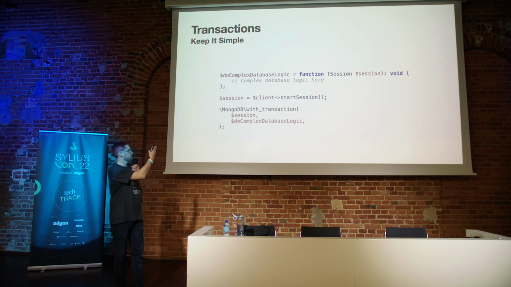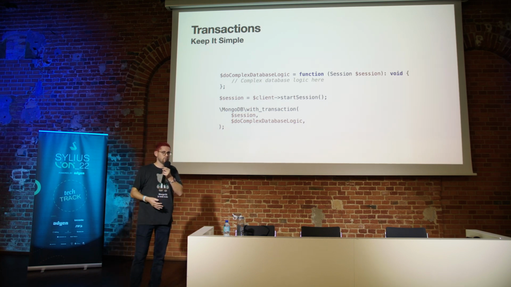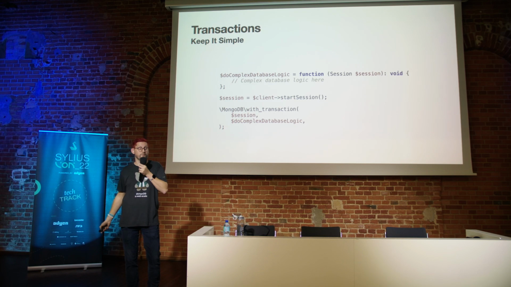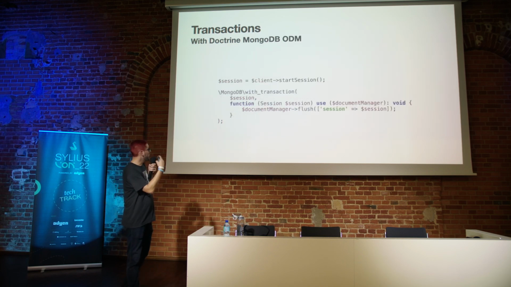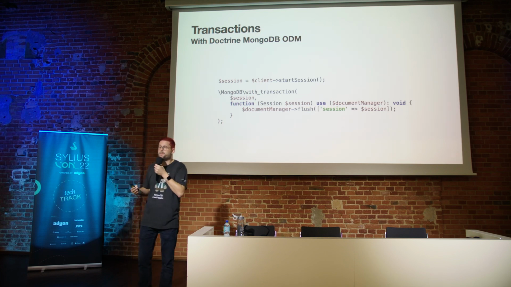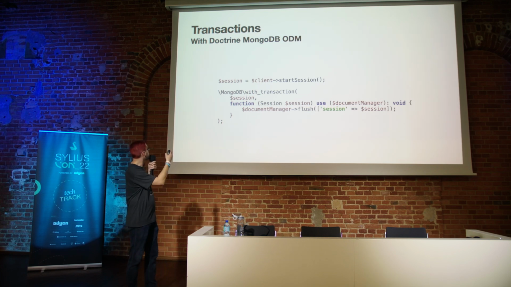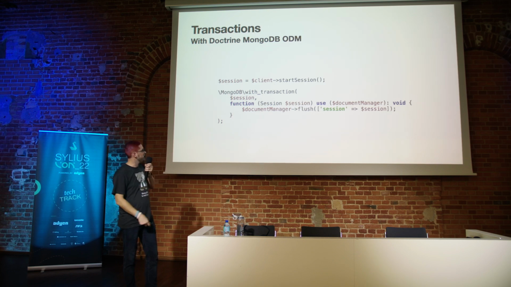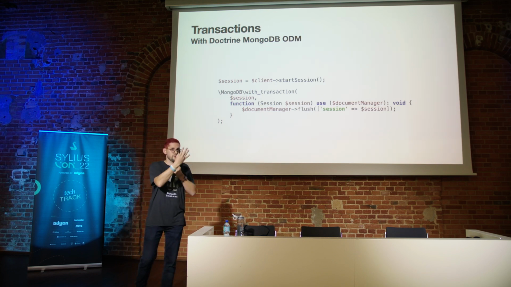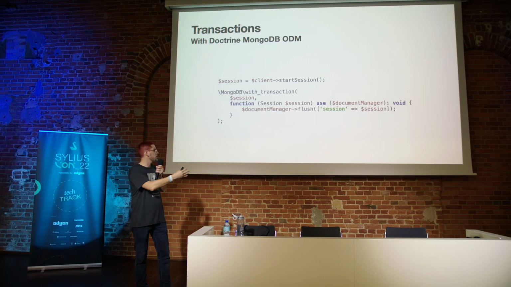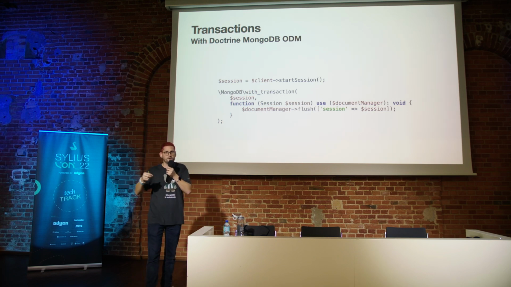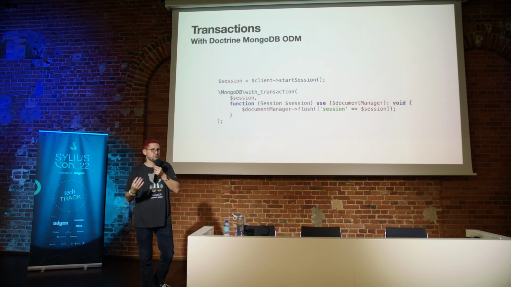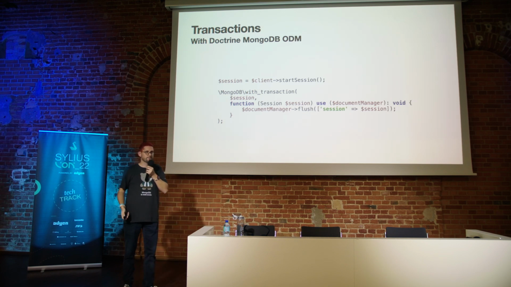So this is neat. I can have a closure with all my transactional logic. As long as it's idempotent, I can retry it and retry it and retry it, and eventually it will hopefully go through. So we could use this to shoehorn transaction support into the MongoDB ODM, right? So, I mean, we could just build a closure, take our document manager, which is the same thing as an object manager, call flush, give it the session option so that every write happens in the session with the transaction, and it's good.